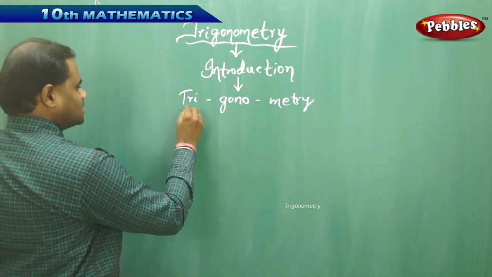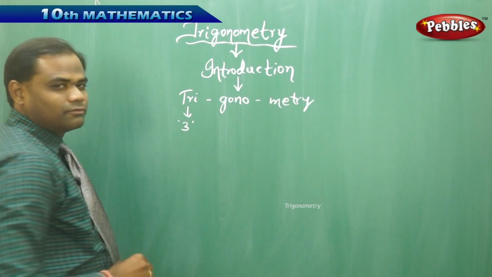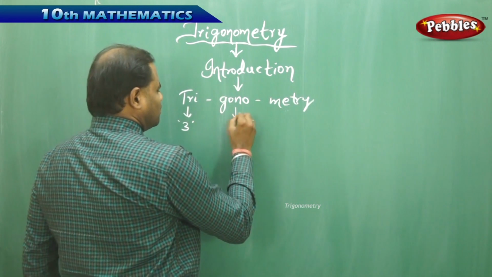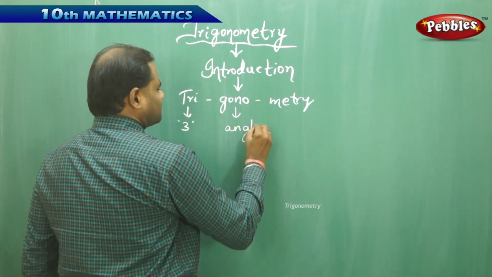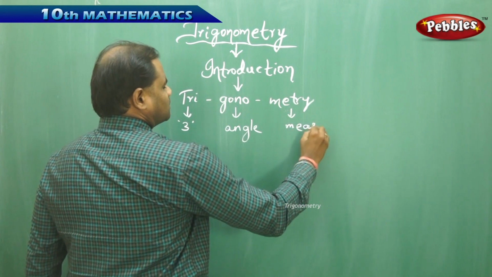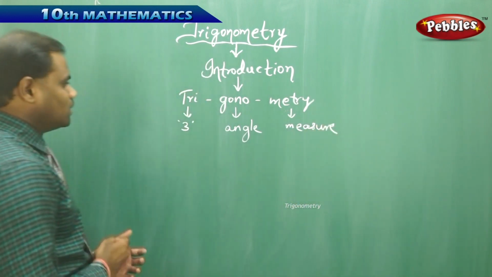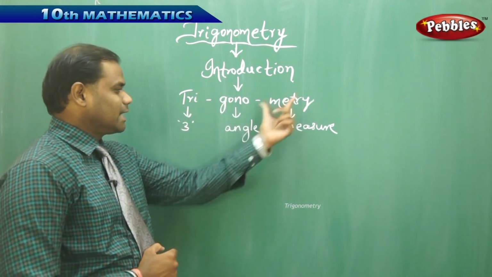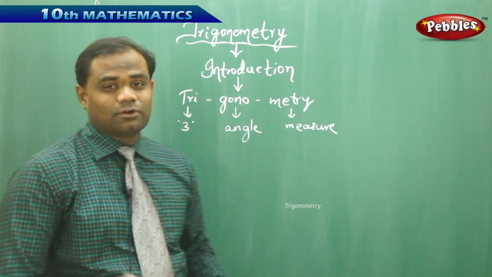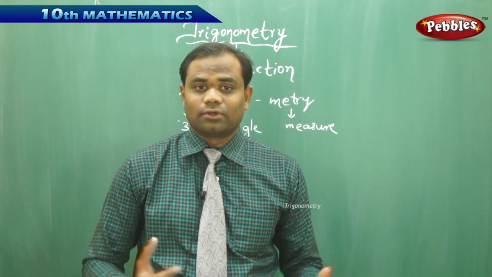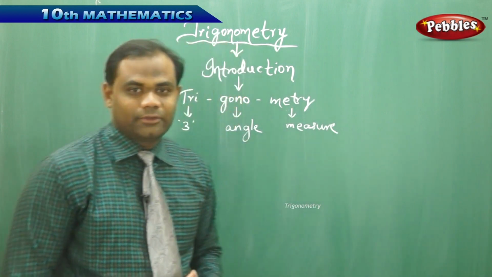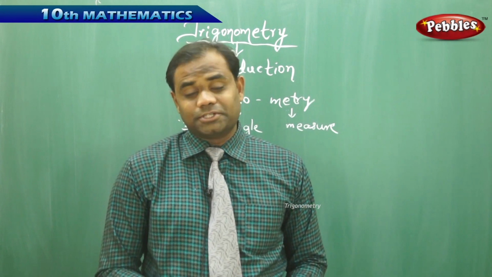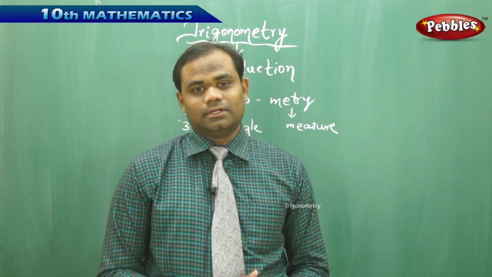Now, tri is 3, which is a three-sided figure, which is a triangle. Gono is angle, and metry is measure. So with these three basic words split out of trigonometry, they have their own individual meanings. Tri is 3, gono is angle, and metry is measure. The measure of three angles of a triangle is called trigonometry.